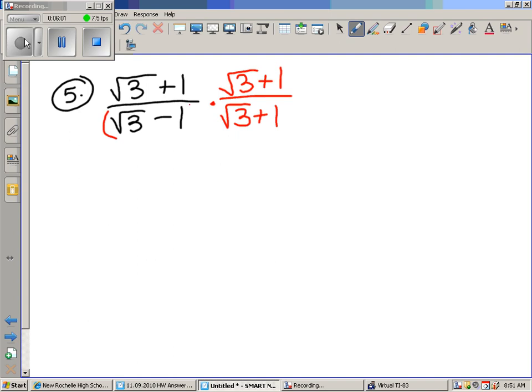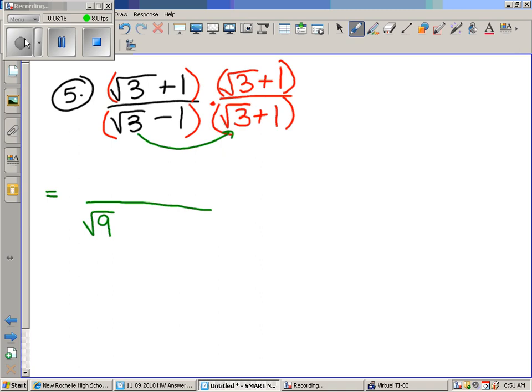Okay, let's put parentheses around everything to remind us that we have to FOIL, which is slightly annoying. But it could be worse, right? So let's FOIL. Rad 3 times rad 3 is rad 9. Rad 3 times positive 1 is plus 1 rad 3. Minus 1 radical 3. And then minus 1 times positive 1 is just minus 1.